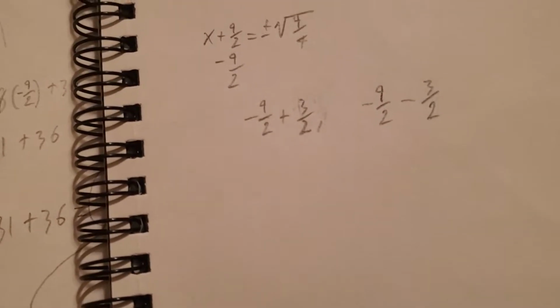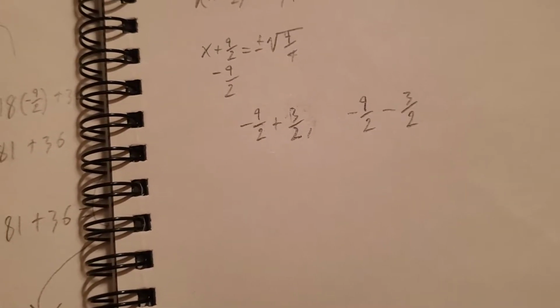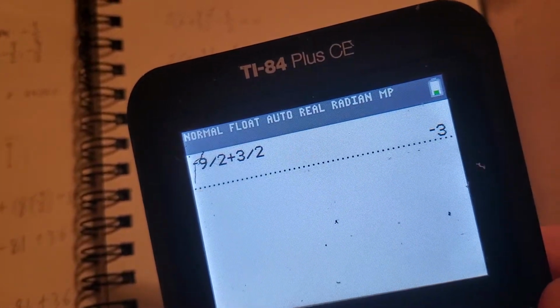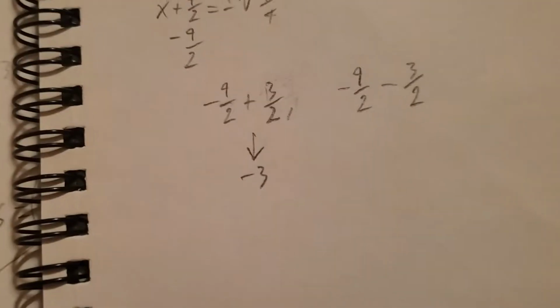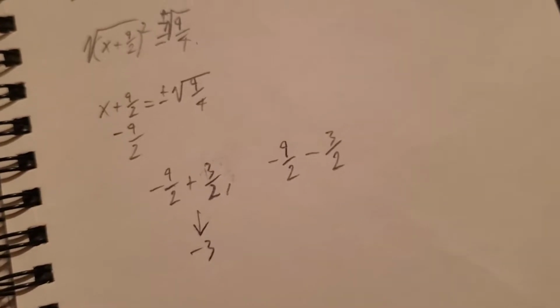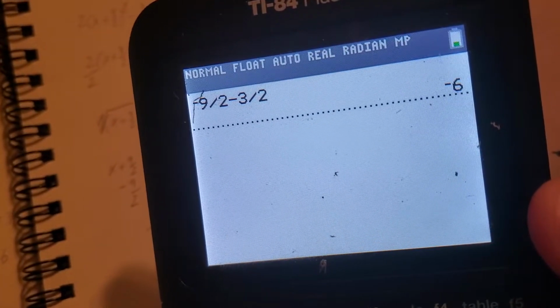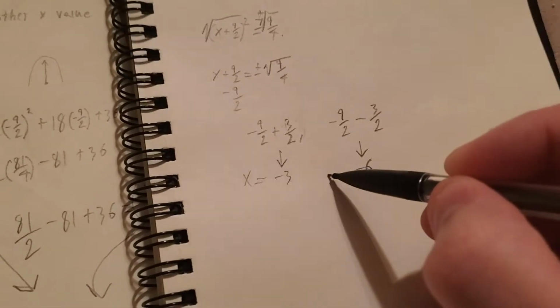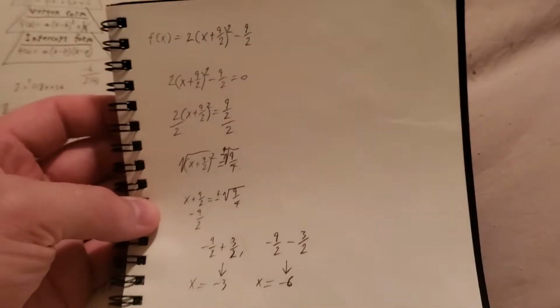We can go ahead and plug that into the calculator. So we can say negative 9 divided by 2 plus 3 divided by 2, and that gives us negative 3. So this one right here is really just going to be an x value of negative 3, and this over here is negative 9 divided by 2 minus 3 divided by 2, which really just gives us negative 6. So this one down here, negative 6. So it's x equals negative 3, or x equals negative 6. That's a way to do that here.